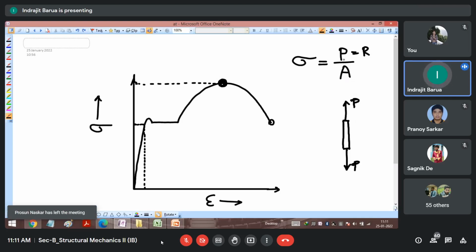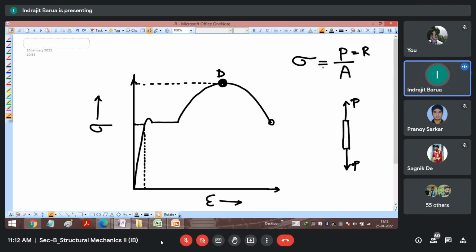So if we do that, then obviously the stress depends on the force and the area. Now the thing is here, after this, what is happening? After this point, let's say this is my sigma dash. This is the maximum. That is the maximum part. Let's name this point as point D.